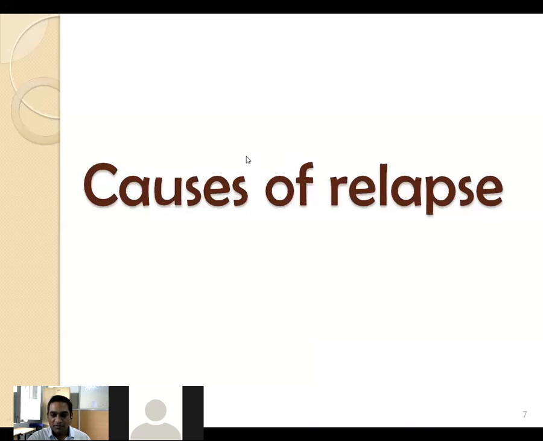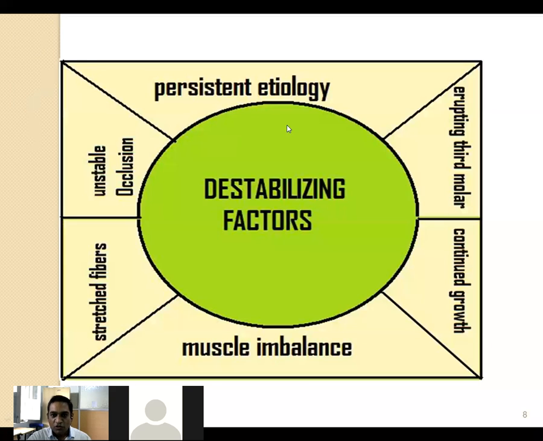Coming to causes of relapse. As I said, relapse is nothing but loss of corrections. Why does relapse take place? These are the etiological factors for relapse. Persistent etiology means it can be thumb sucking, tongue thrusting, or a mouth breathing habit. It can also lead to relapse, and so can erupting third molars. If after the correction of orthodontic treatment the third molars are in the erupting stage, they will push the second molar and the first molar in the anterior regions. So this may cause lower incisor crowding or proclination of upper incisors.